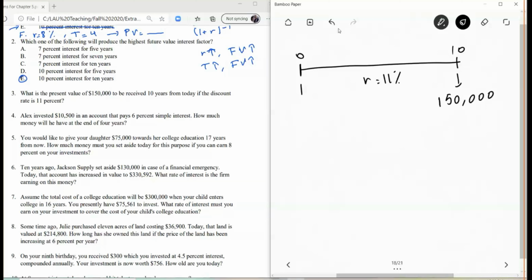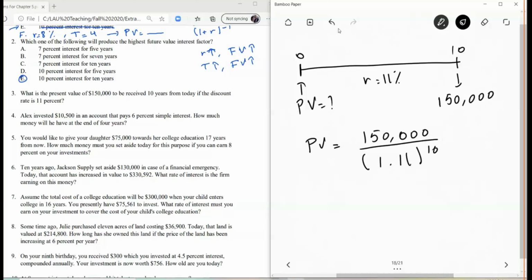How much money should be invested at time t equals 0? In this case, if you are using the formula, PV equals 150,000 divided by 1.11 to the power 10.